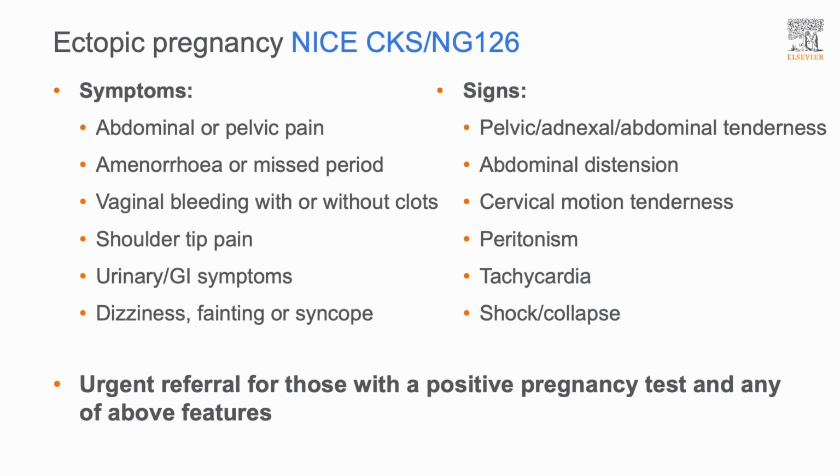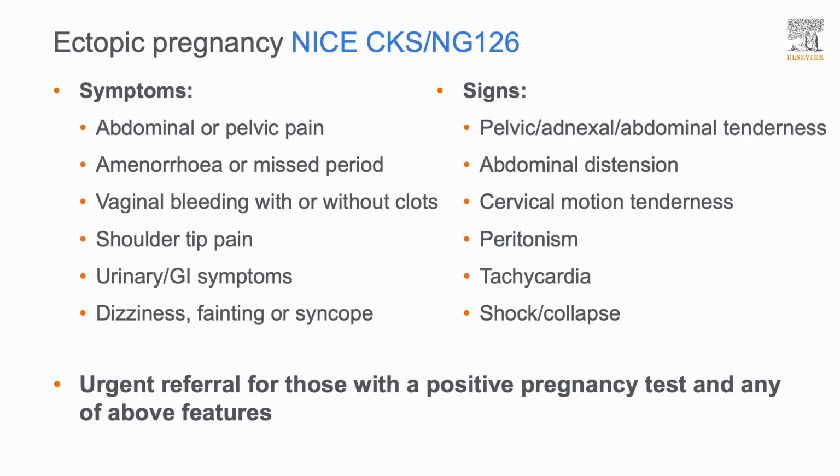So the symptoms of an ectopic pregnancy most typically include abdominal or pelvic pain with amenorrhea or history of a missed period. Further symptoms may include vaginal bleeding with or without clots, shoulder tip pain, which relates to irritation of the phrenic nerve by free intraperitoneal fluid. There may be urinary or GI symptoms, change in bowel habit or dysuria. And in those with tubal rupture, this may present with acute abdominal pain and hemodynamic instability with dizziness, pre-syncope or syncope.